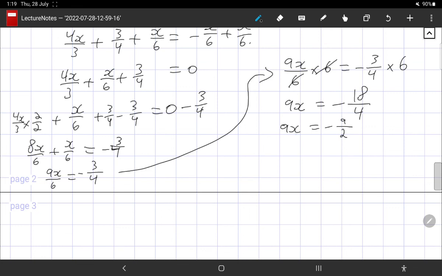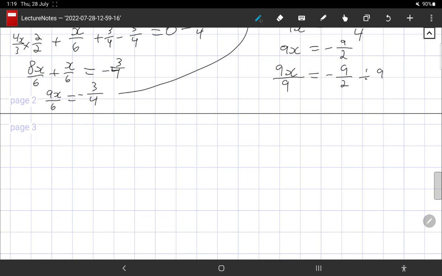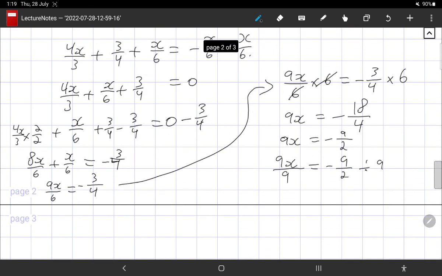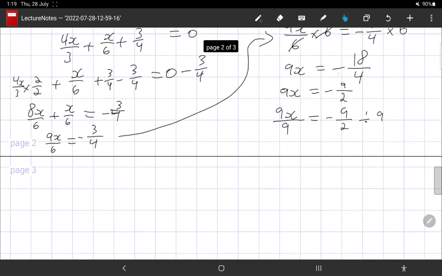9 times x equals minus 9 divided by 2. x is being multiplied by 9. The inverse of that is to divide the whole expression by 9. So 9x divided by 9, and as a fraction, equals negative 9 over 2 divided by 9. When we divide a fraction, so here we multiply the fraction, the number goes to the top. When we divide a fraction, the number multiplies the bottom. What does that look like?